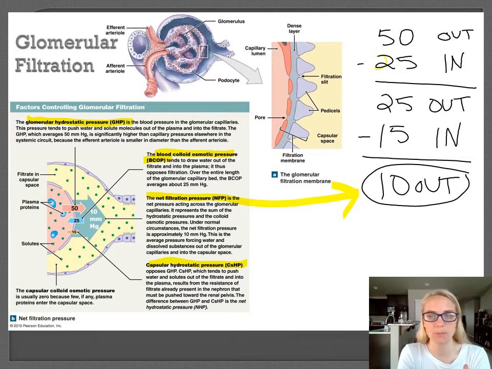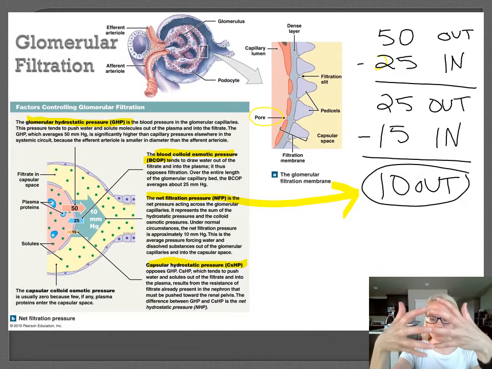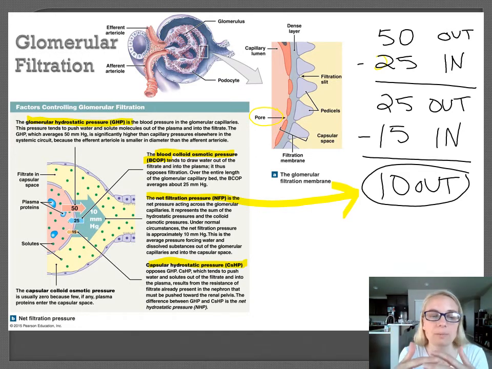Now, if we take a look at what that filtration membrane is, remember it is our fenestrated endothelium, so that's kind of our pores right here. And we have those interlocking pedicels. These are little finger-like projections on the podocytes. We have things that will push out through the pores and through these filtration slits. If they are small enough to fit, this 10 pressure will push that stuff out into the glomerular capsule that will be picked up and then ferried on down the rest of the nephron, the PCT, the loop of Henle, the DCT.